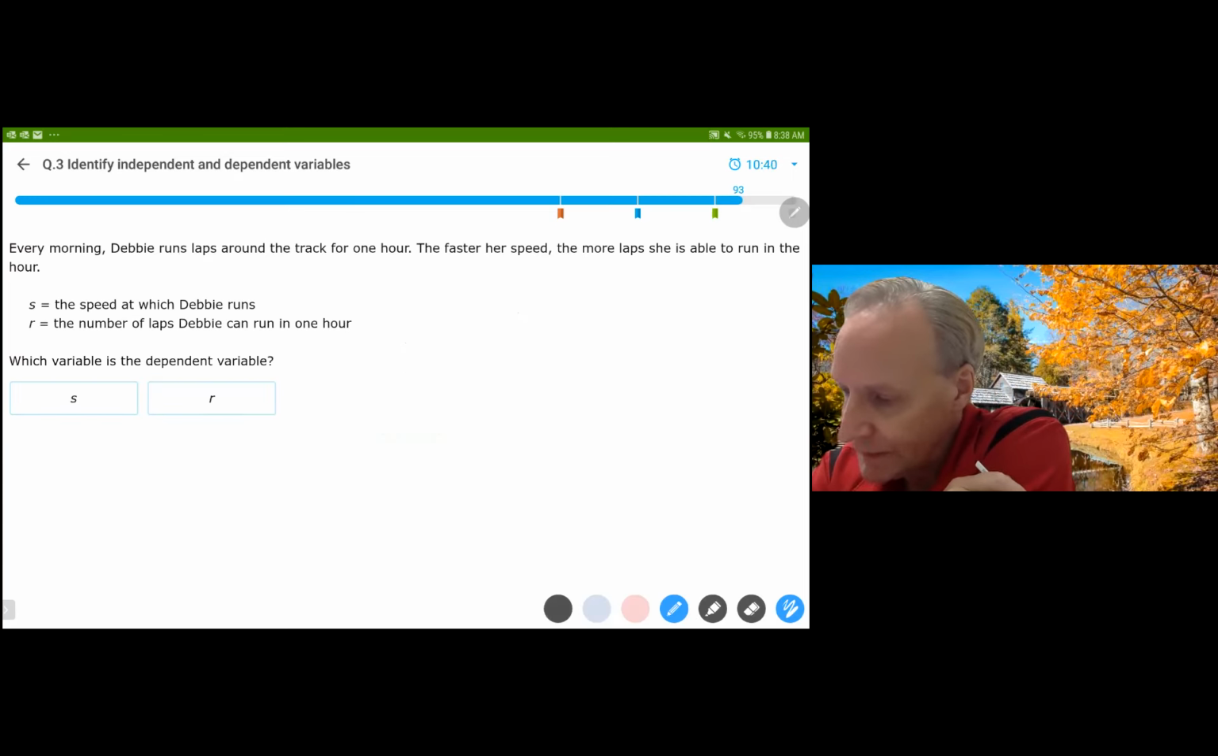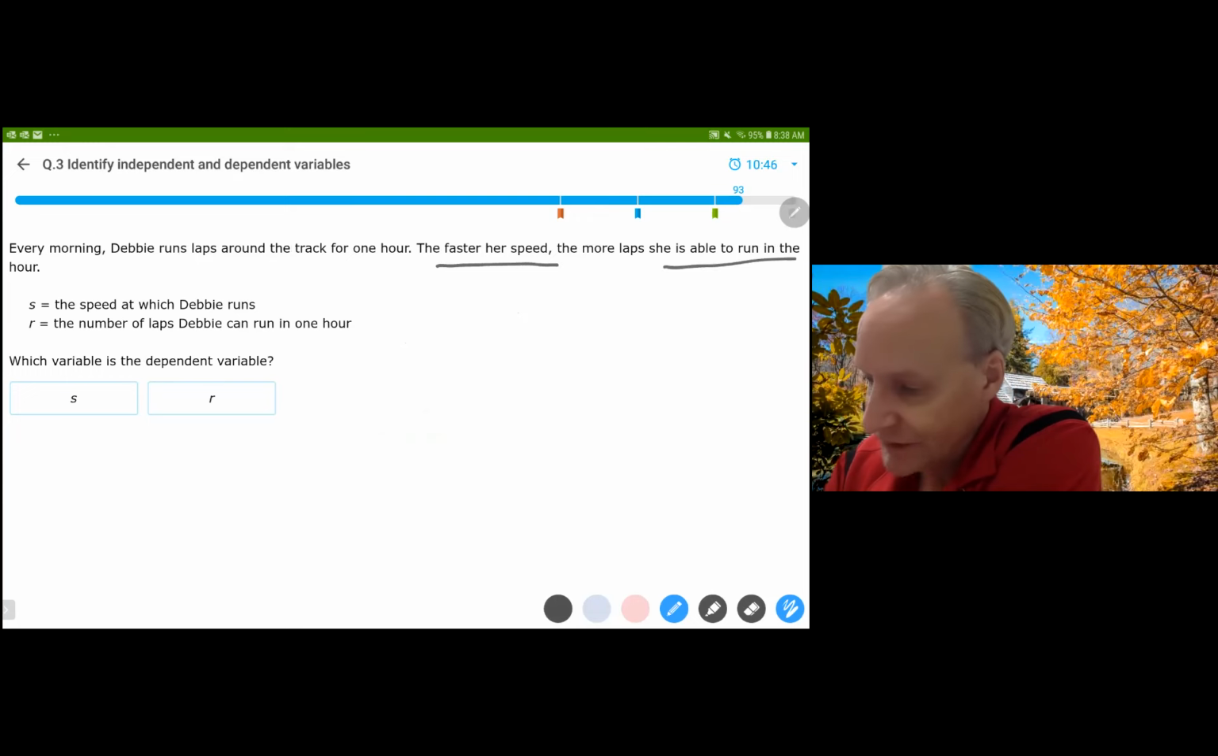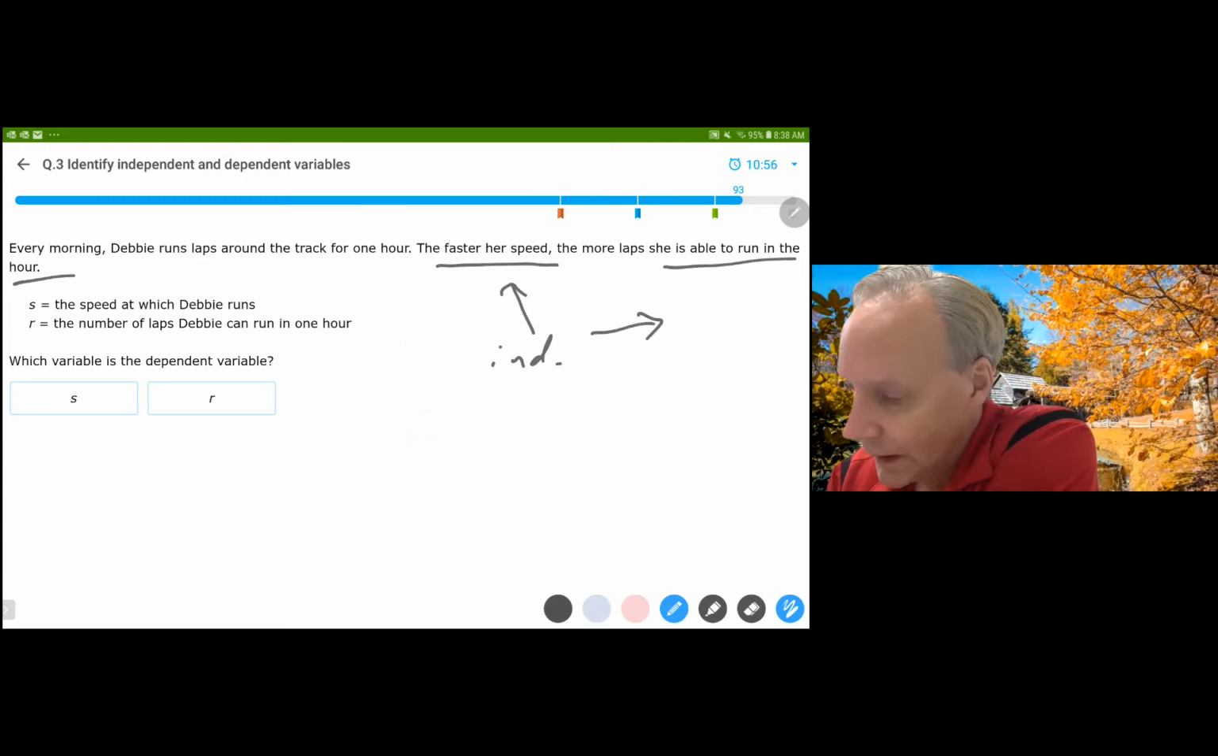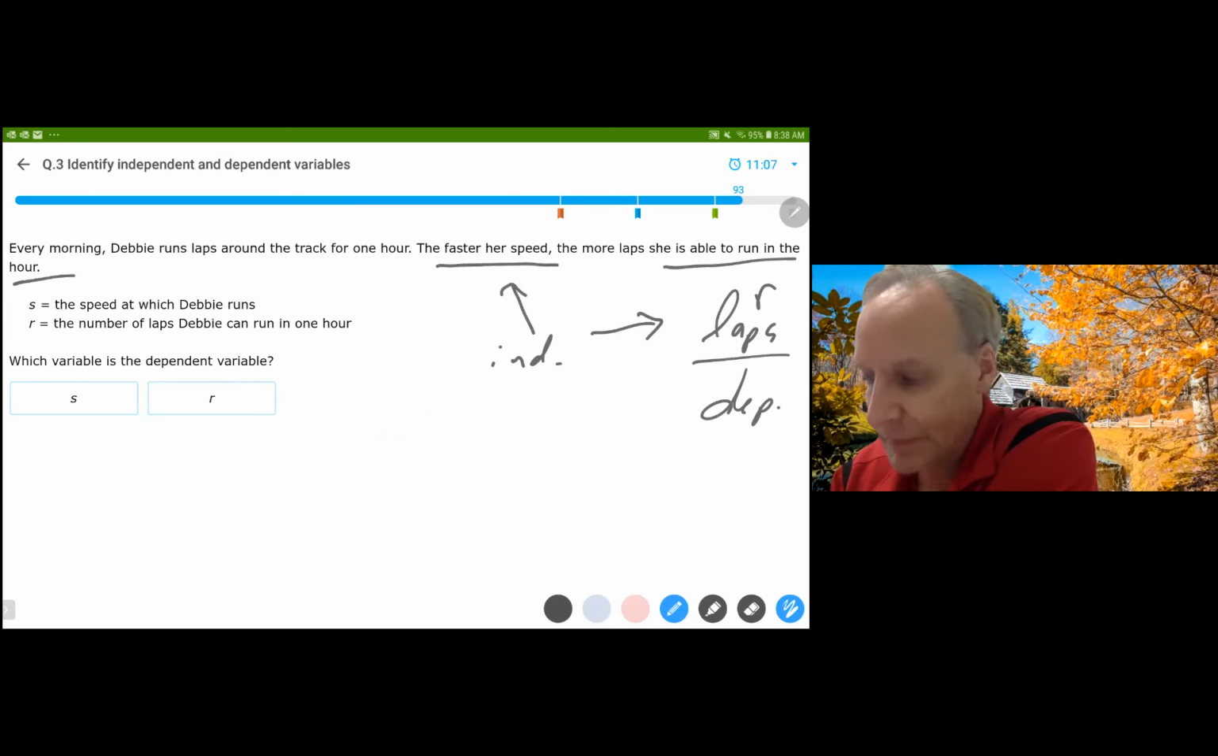Every morning, Debbie runs laps around the track for 1 hour. The faster her speed, the more laps she is able to run. So her speed is independent. She decides how fast she runs, and that will determine how many laps, or R, she runs. So which one is the dependent? This is the dependent. The number of laps depends on the speed she runs, and R is the number of laps.